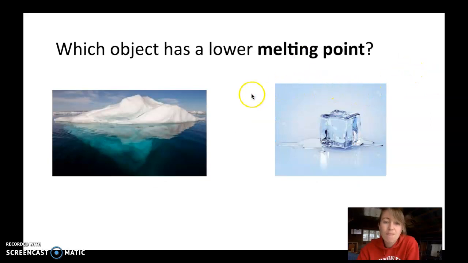All right, this one is a little bit of a trick question. This is ice and this is ice, and even though they are different sizes, they have the exact same melting point. Ice made from water will always melt at the temperature of 32 degrees Fahrenheit.